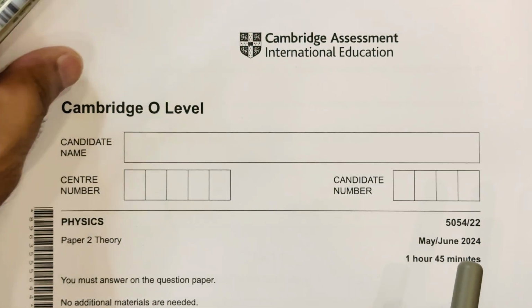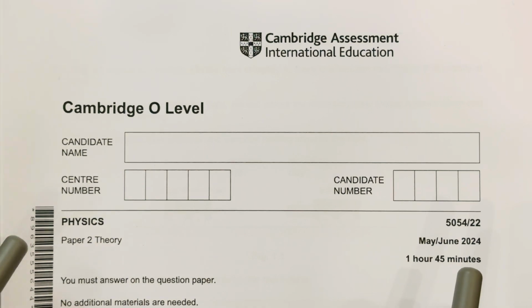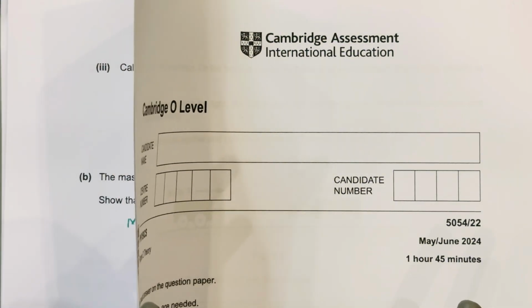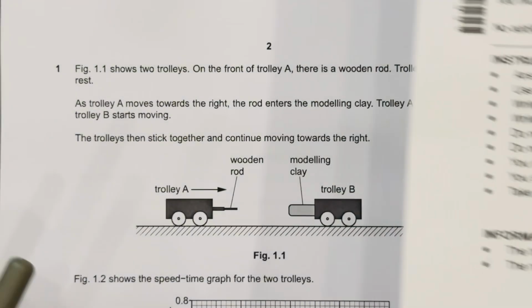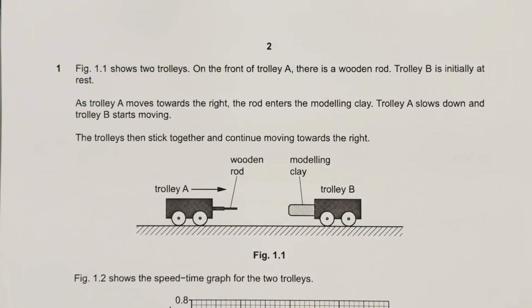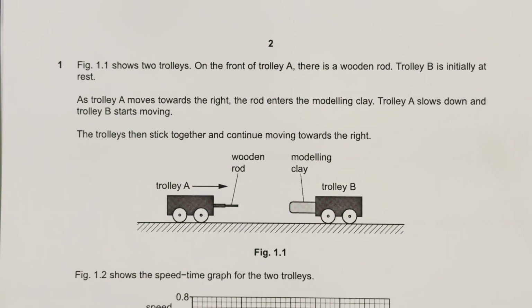Another important piece of information written in the instructions is that we need to take the value of g, that is equal to 9.8 meters per second squared. We're going to start our question paper from question number 1.